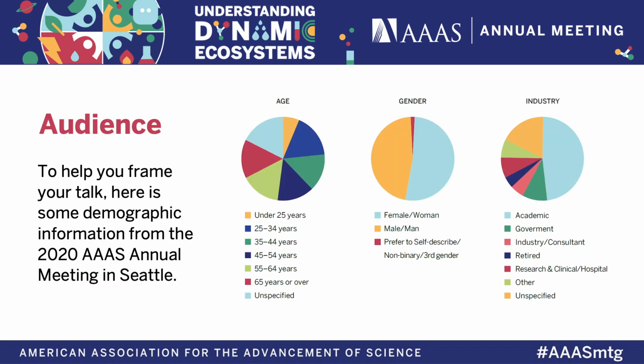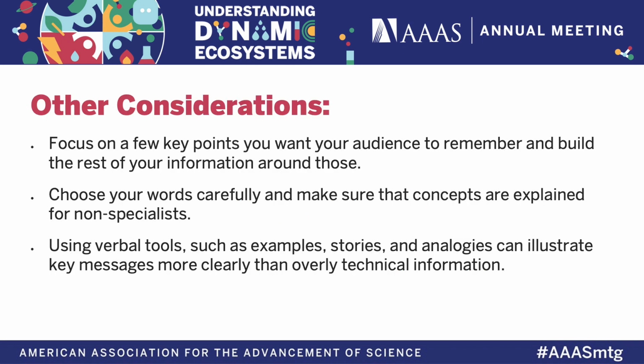The following is some audience data to help frame your talk. The following includes age, gender, and industry demographic information from the 2020 AAAS Annual Meeting in Seattle, Washington. Other considerations are to focus on a few key points you want your audience to remember and build the rest of your information around those. Choose your words carefully and make sure that concepts are explained for non-specialists. Use verbal tools such as examples, stories, and analogies that can illustrate key messages more clearly than overly technical information.